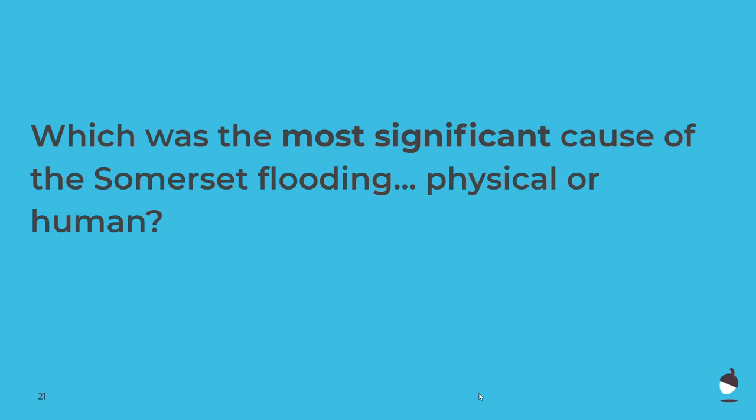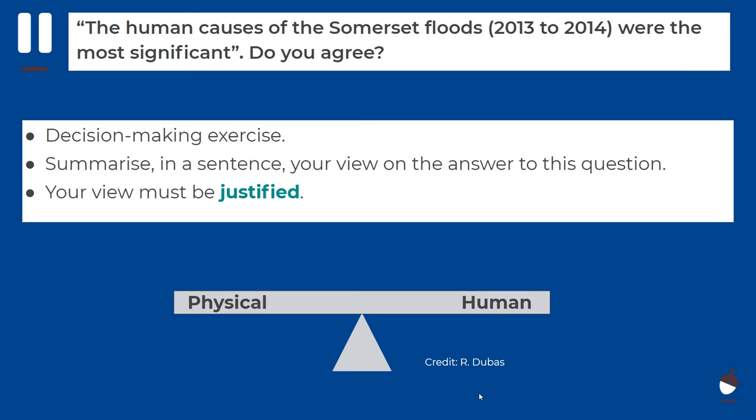So we found out about the physical or natural causes of the Somerset flooding, as well as the role of human activity. This flooding was linked to an extreme weather event in the UK. But which cause is the most significant, physical or human? So let's review this quote. The human causes of the Somerset floods 2013 to 2014 were the most significant. Do you agree?